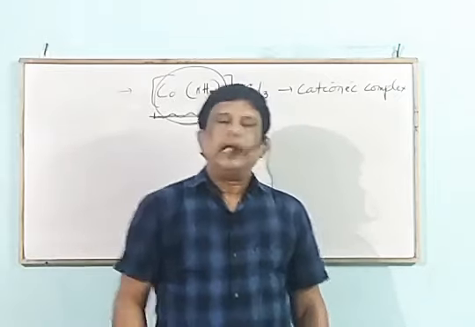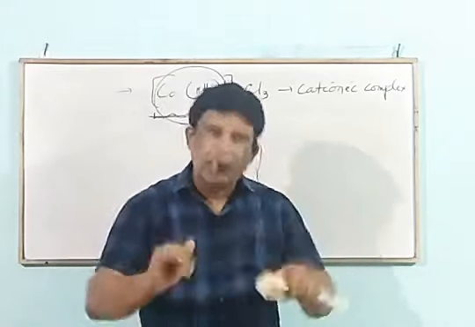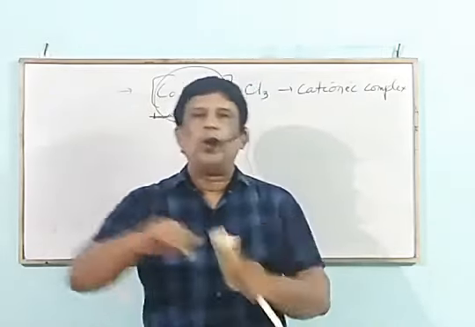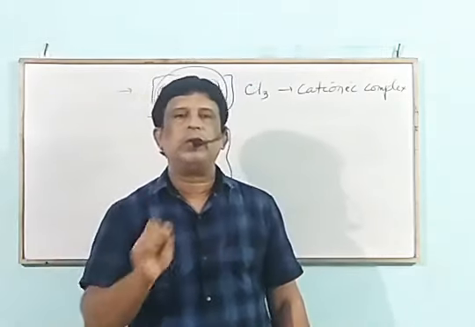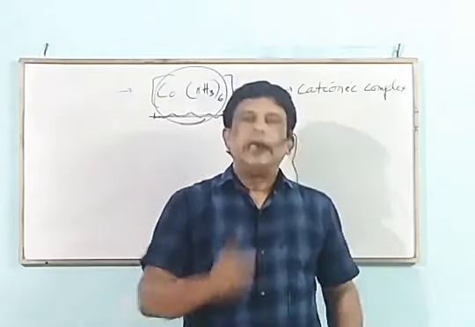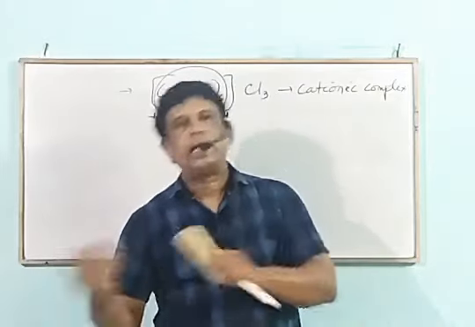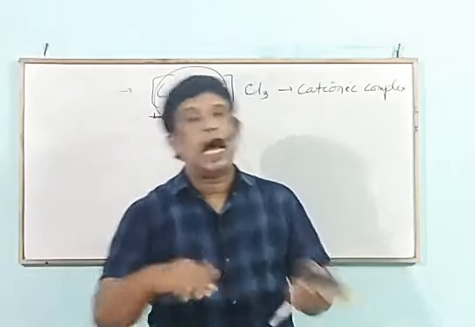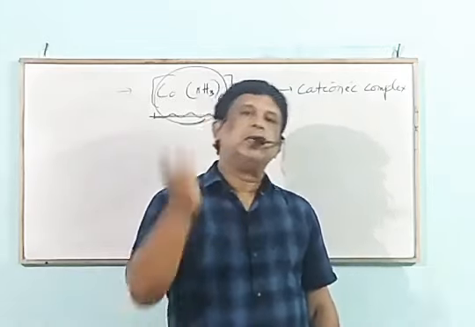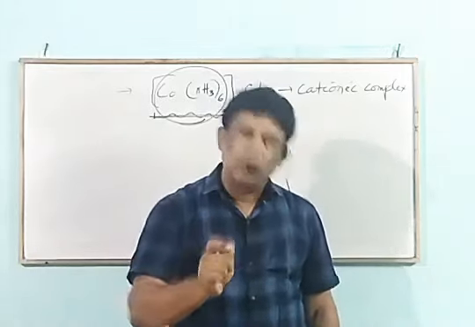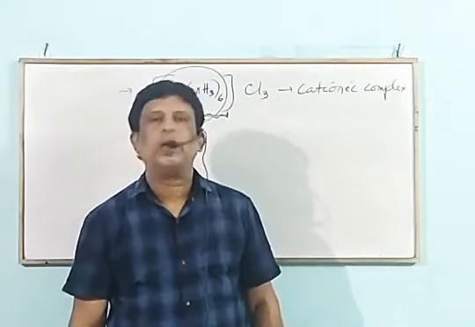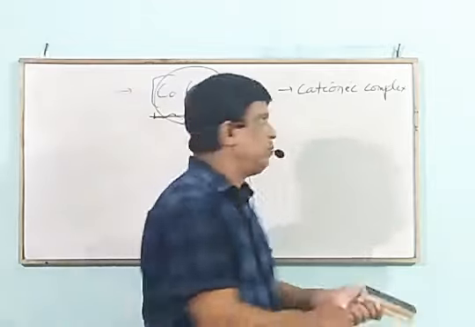I repeat again. If the central metal atom is in the cationic part, then we write only the name of the central metal atom followed by parentheses inside which we write its oxidation number. On the other hand, if the central metal atom is present in the anionic part, then we have to write its Latin name followed by parentheses with its oxidation number. So let us discuss one by one.